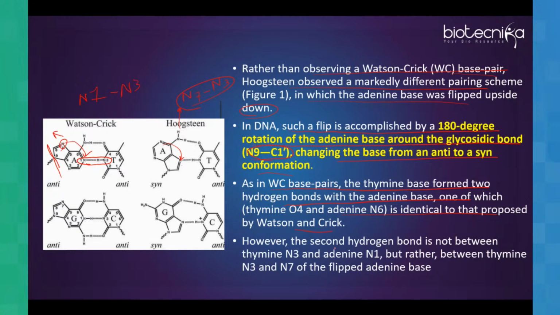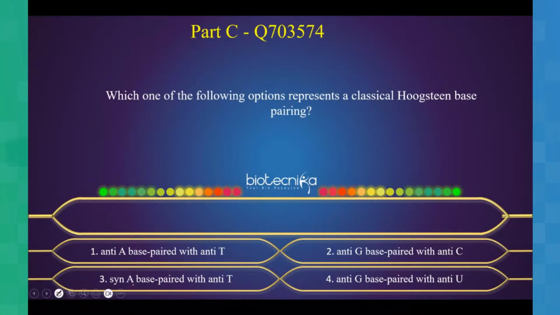So just now, as I said, the second hydrogen bond is not between N3 and N1, but rather between N3 and N7 of the flipped adenine base. So that's why the correct answer over here is option 3, because the syn purine is base paired with the anti pyrimidine. Because if you have both anti and anti, then it becomes a Watson Crick.